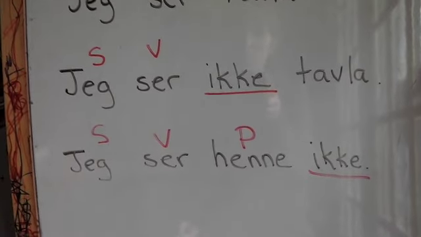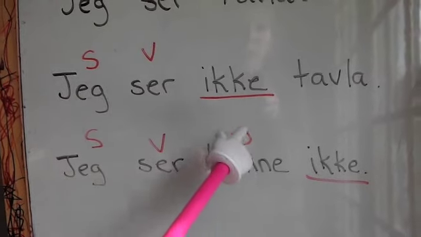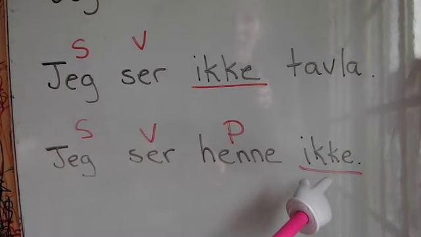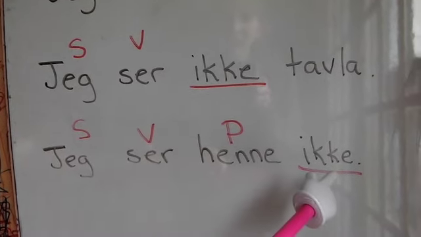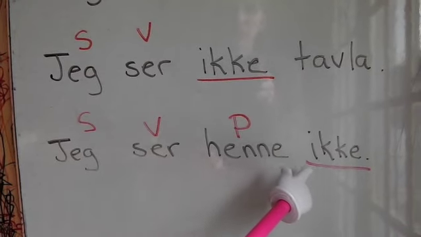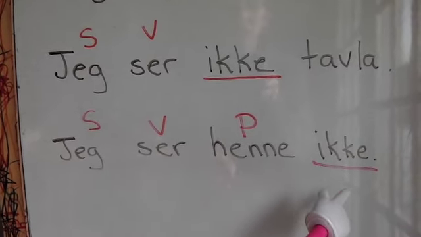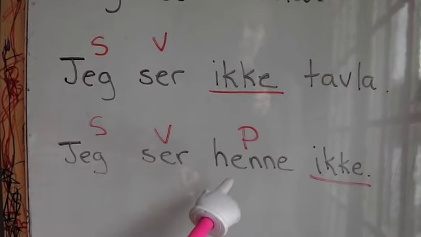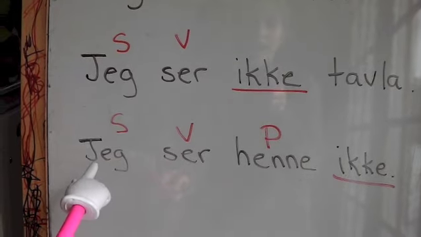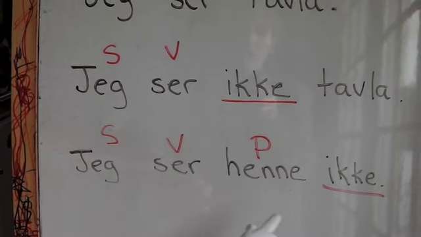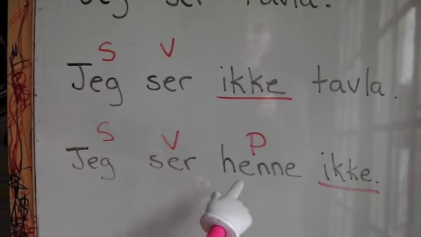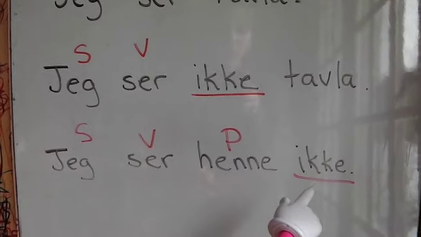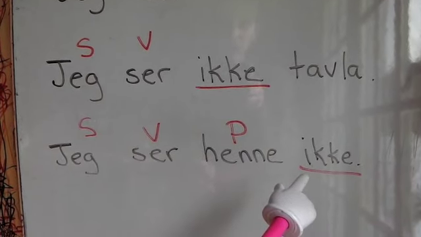But if you put a pronoun in a sentence, which I marked with a P, the pronoun will come between the verb and the ikke. So the pronoun will move the word ikke to after the pronoun. So this would be jeg ser henne ikke. I do not see her, which I translate directly as I see her not, which we don't say in English.